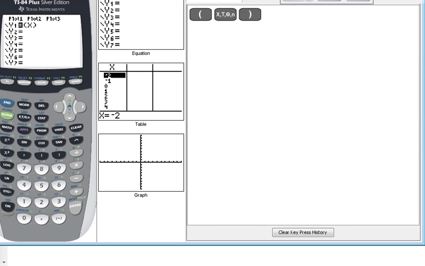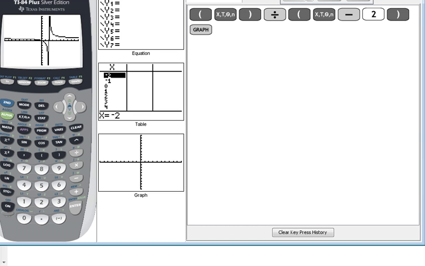X goes in the numerator, and then you press divide, and then you put x minus 2 in the denominator, but put that in parentheses as well. So parenthesis x minus 2. So each and every rational graph that you do, put the numerator in parentheses and put the denominator in parentheses. Then you won't have any problems with your graphing calculator. Now we're going to press graph. As you can see, we have our rational graph.